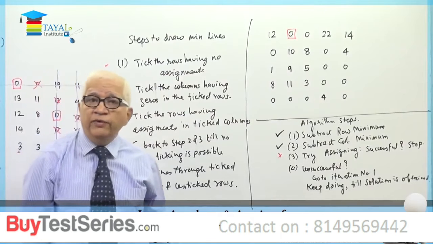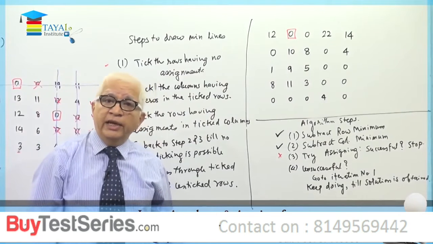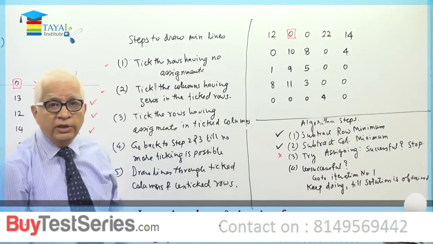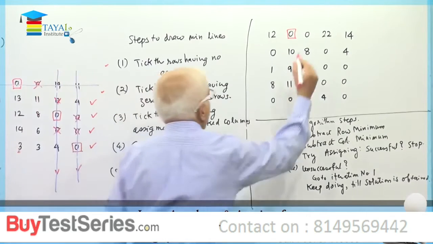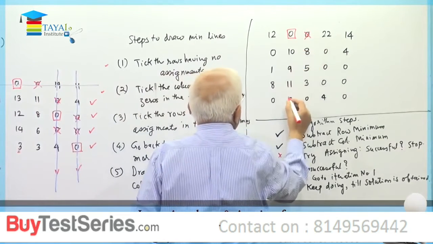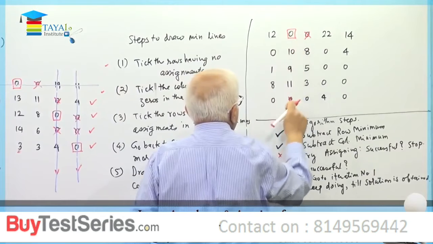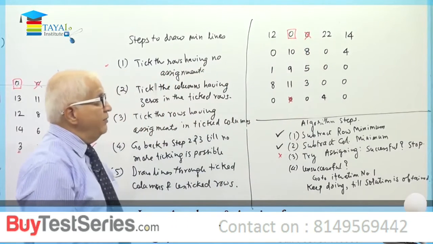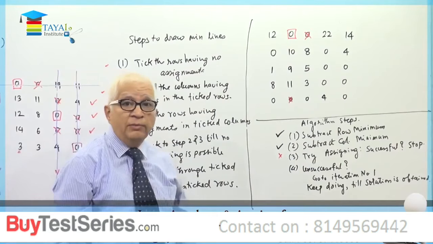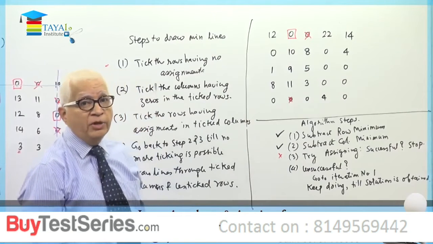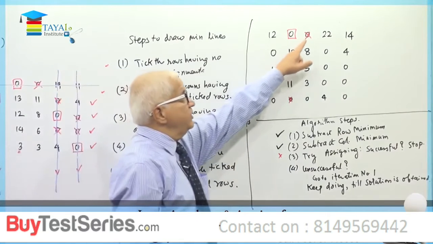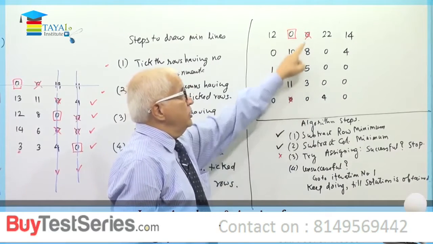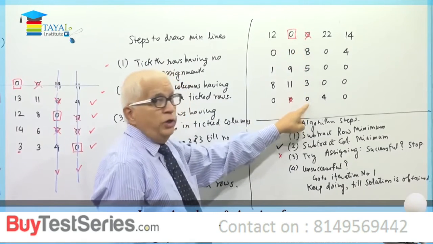What is the next thing? If an assignment is made, there cannot be any other assignment in that row or in that column. So other zeros in that row or column need to be cancelled. So I cancel this zero and I cancel this zero because it is in the same column. I cancel this zero because it is in the same row. Examine, after cancelling some of the zeros, some other unique zeros may emerge. Can you see that when I cancelled this zero, this became unique in the column because this zero is cancelled.